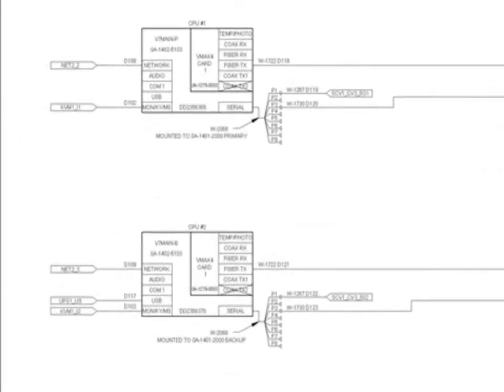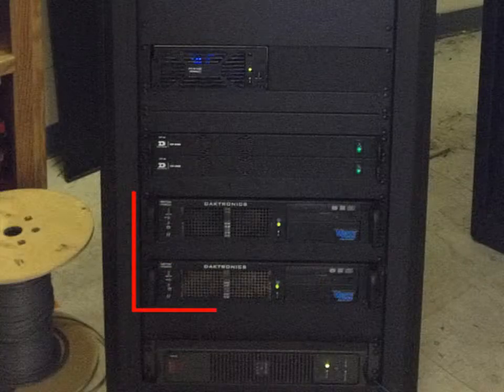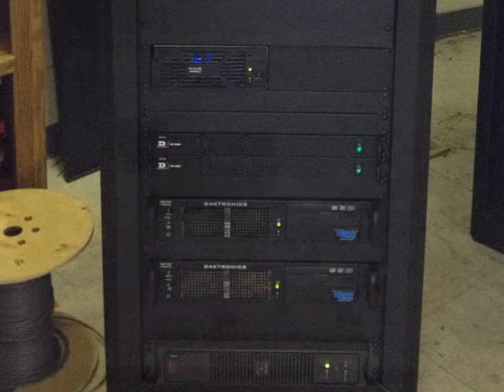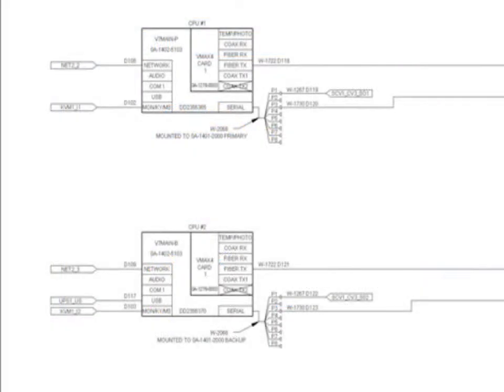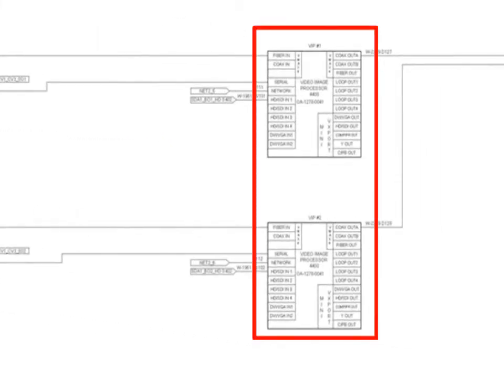These computers may be labeled V7 main, P and B, primary and backup, or DMP7000. These computers run the Venus 7000 software, which store and play out still graphics and animated content. The DMP7000 computers are connected to two different devices, one being the VIP4400, the other to a network switch.